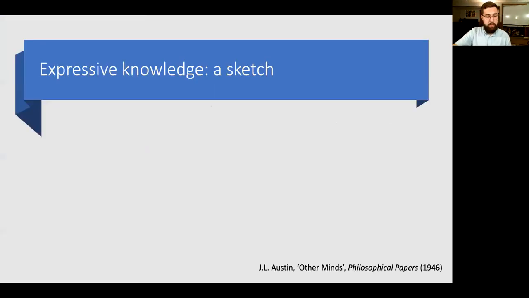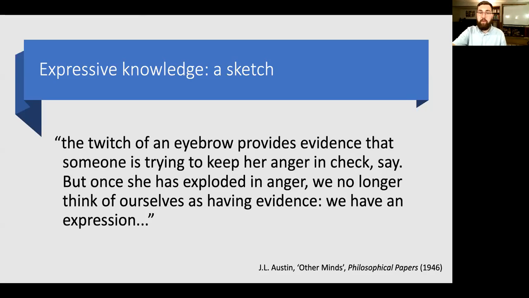The expressive hypothesis has its roots in the work of philosopher J.L. Austin, who wrote this. "The twitch of an eyebrow provides evidence that someone is trying to keep her anger in check, say. But once she has exploded in anger, we no longer think of ourselves as having evidence, we have an expression." Evidence falls short in a way expression doesn't. Expressions are more indicative of emotions than mere behaviors, which are more ambiguous.